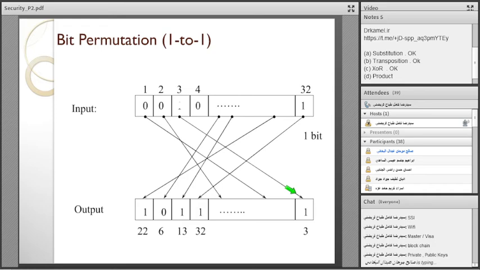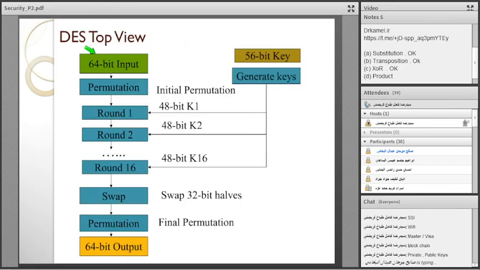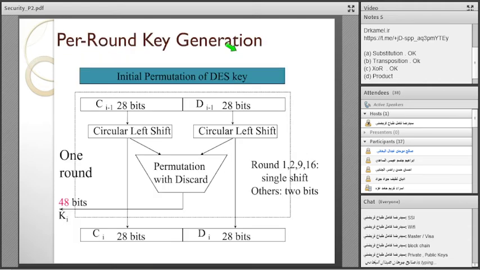So what is inside this box? The first box is bit permutation. You see permutation here and here; we have two permutations. Permutation means that we change the place of the bits. For example, we take the bit number 3 and put it in position 32. We change the order of the bits, but it should be reversible so that we can get the text back.